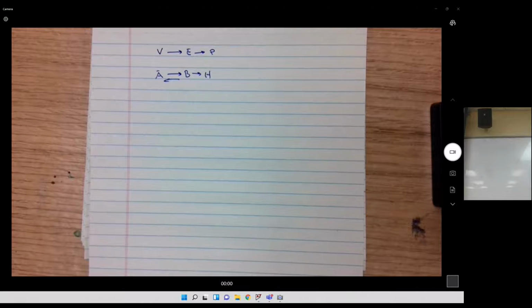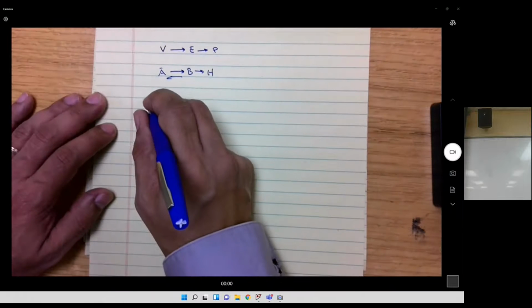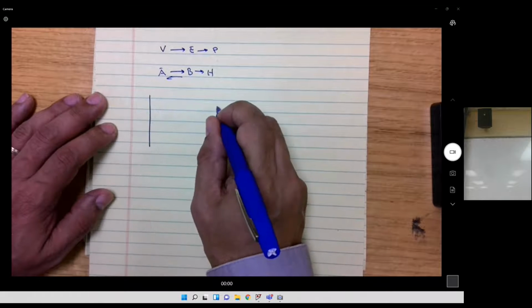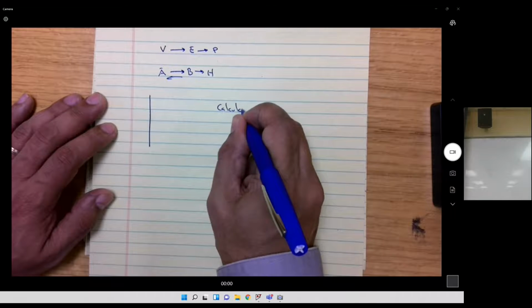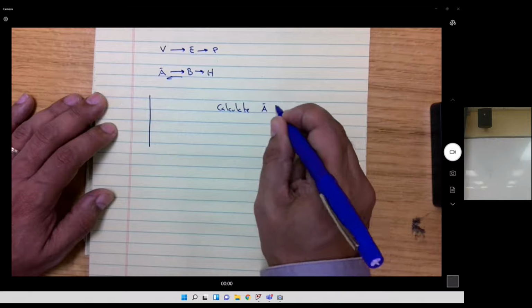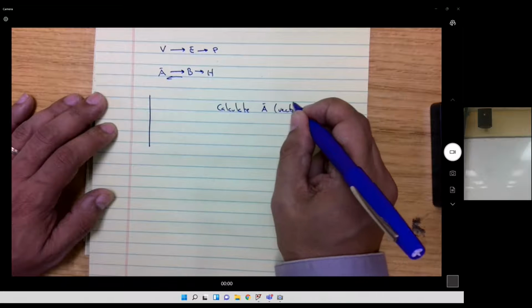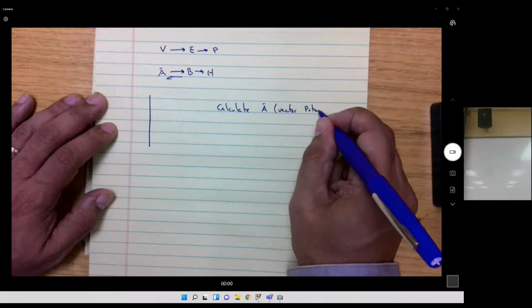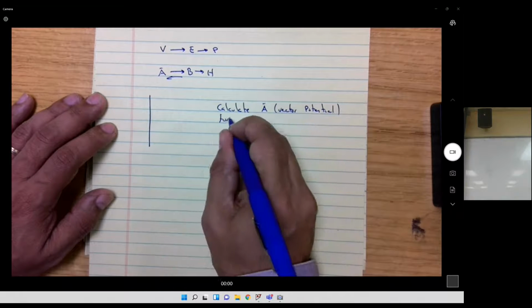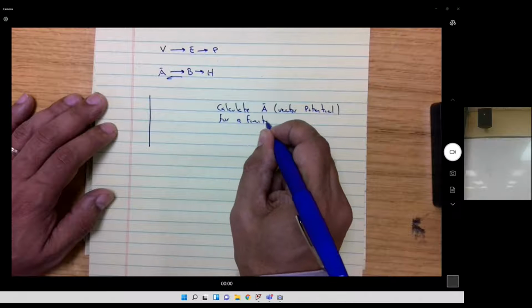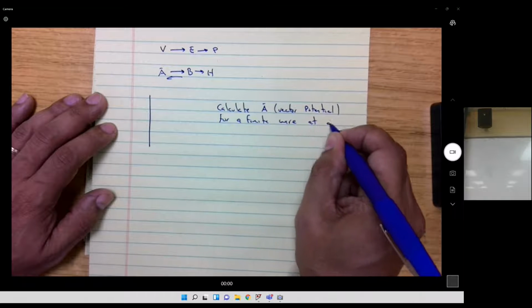We're going to do some problems that involve a little bit more integrals and stuff, and some other ones that I think are really simple. And we're going to do the basic case. It's basically calculating the magnetic vector potential for a finite wire at a point P.